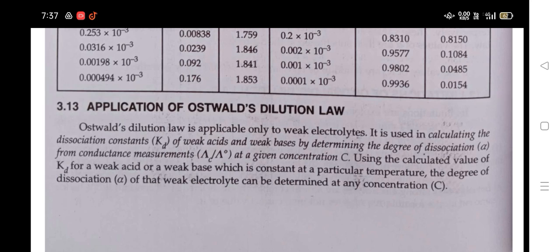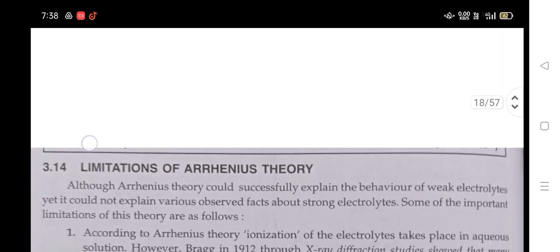Application of Ostwald dilution law. Ostwald dilution law is applicable only to weak electrolytes. It is used in calculating the dissociation constant of weak electrolytes and weak bases by determining the degree of dissociation from conductance measurements at a given concentration C. Using the calculated value of Kd for a weak electrolyte or a weak base, which is constant at a particular temperature, the degree of dissociation of that weak electrolyte can be determined at any concentration.